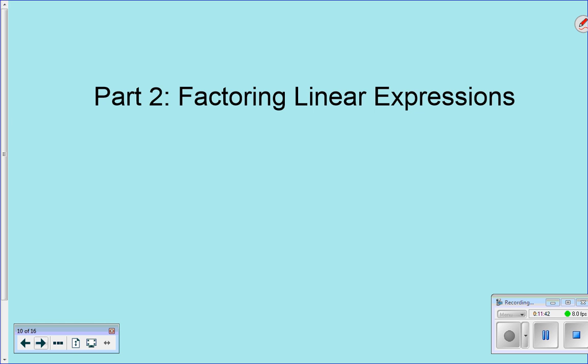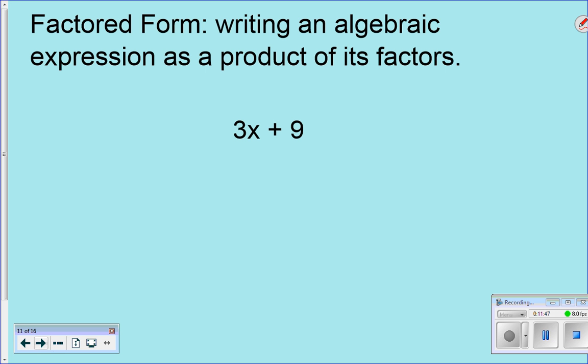Part 2 looks like this. You don't have to write that definition. But what you're going to be given is this, and you have to factor it.